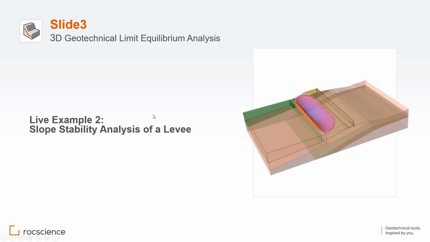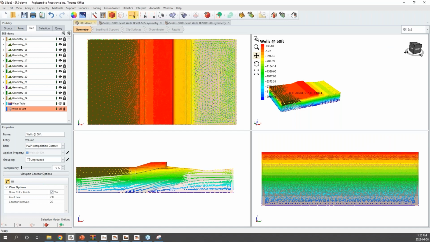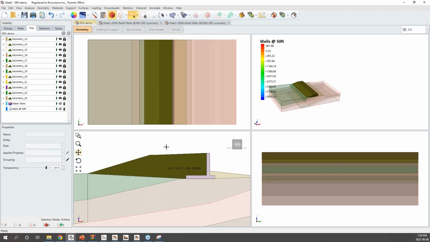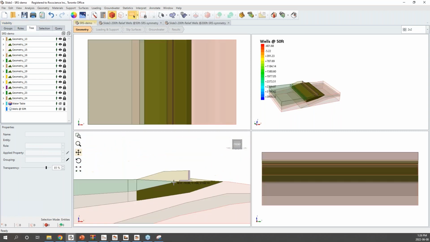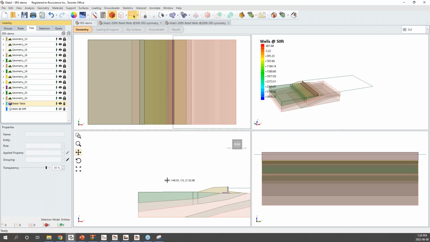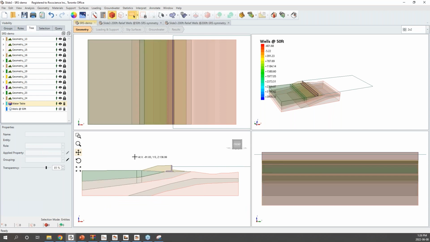Okay, so now we'll look at an example with response surface. Open it up. This model has featured in the last 2 webinars. It's the levee with the retaining wall. I will zoom in here. This is the levee and this purple one is the retaining wall. There's also a water table here. As discussed in previous webinars, a lot of pore pressure was being generated in this region. To relieve that, we defined relief wells.